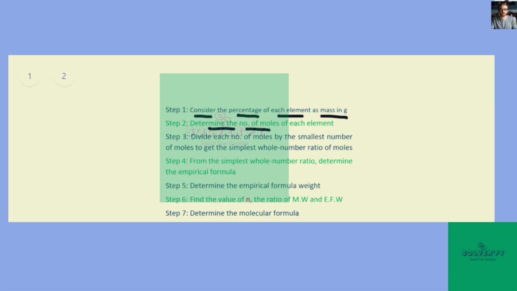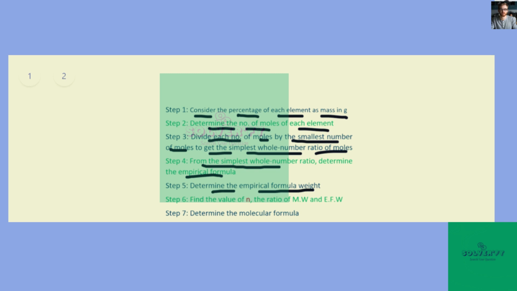Then we will determine the number of moles of each element. Then we will divide each number of moles by the smallest number of moles to get the simplest whole number ratio of moles. From that ratio, we will determine the empirical formula of the substance. Then we will determine the empirical formula weight, and find the ratio of molecular weight to empirical formula weight. From that ratio you will find the value of n, with which you will be able to determine the molecular formula of the substance.